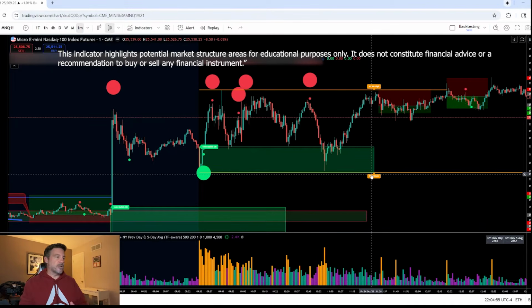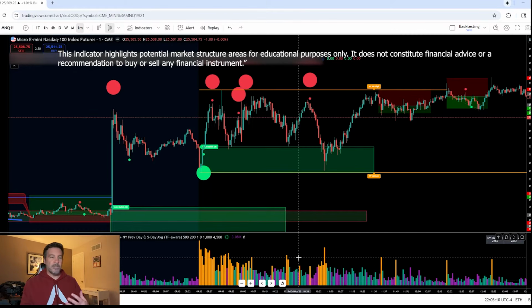Now on your screen, you're going to see some bullish order blocks drawn in green, and then some big green bubbles, some big red bubbles, some little red bubbles. What I've done here, I'll make this really simple. I've developed a volume indicator at the bottom of your screen.